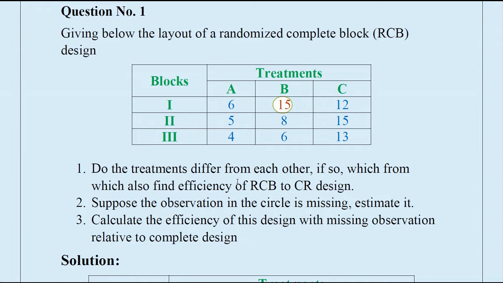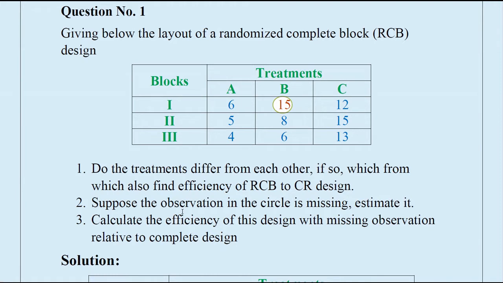Question number 2. Suppose the observation in the circle is missing. Estimate the RCB design with missing observation. And the third part is to calculate the efficiency of this design with missing observations relative to the complete design. Now we solve the first part.